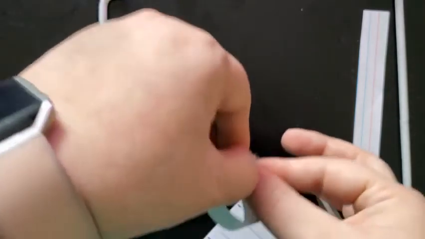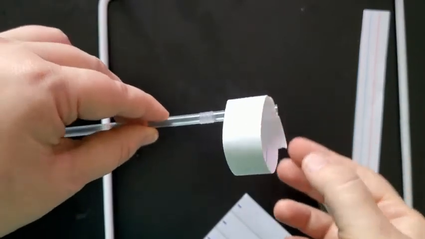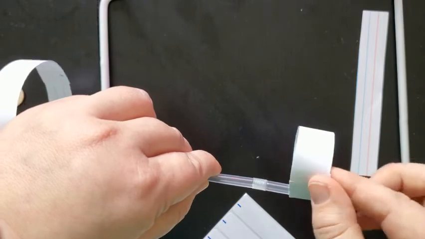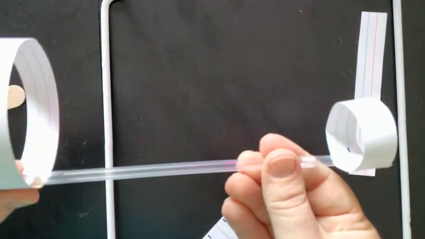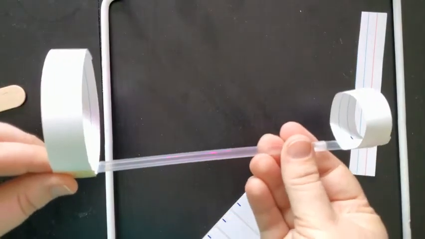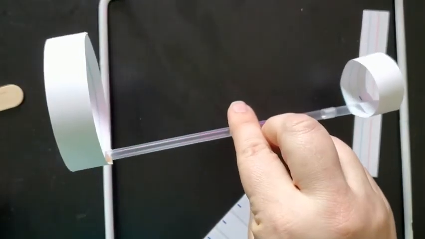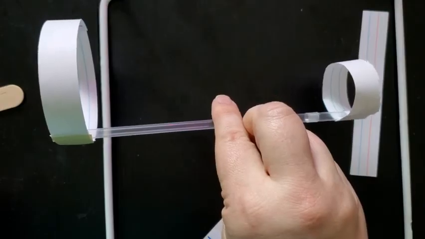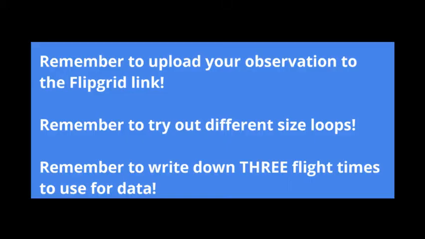So there we go. Oh, there's a little extra on the outside, so I'm going to just fold that over. That's all right. So there we go. So now we have our glider. So the thing that you need to remember is that these loops don't need to be specific sizes. You just need to have a big loop and a small loop.